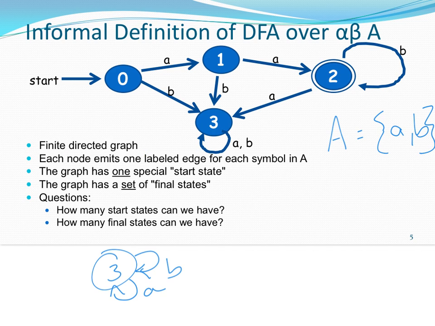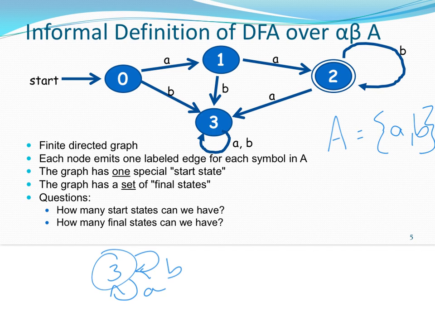Finite directed graph, right? Each of these transitions are arrows. Each node emits one labeled edge for each symbol in A. One labeled edge leaves each node for each symbol. Doesn't say anything about incoming, just outgoing. The graph has exactly one special state called the start state, and that we know is just wherever the start arrow points at. The graph has a set of final states. So in the example that we have here, there's only one final state, only one state that has the double circle. But this informal definition says that we can have a set of final states.